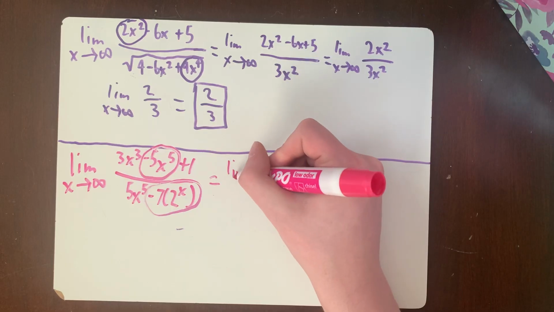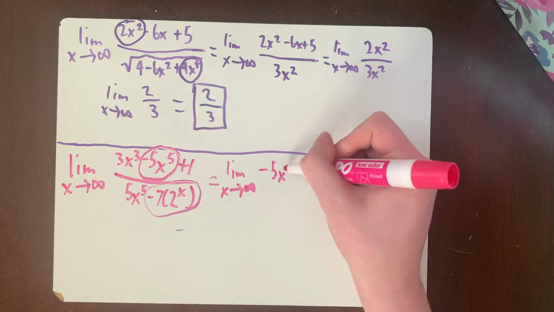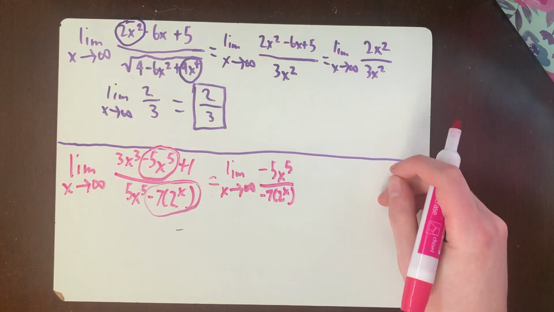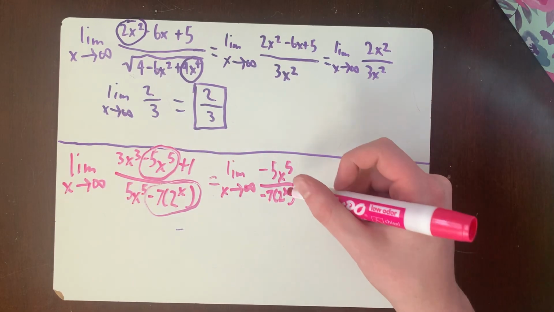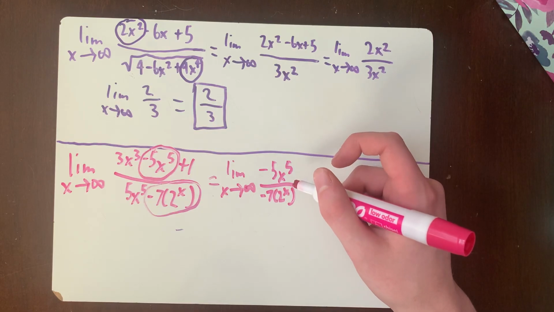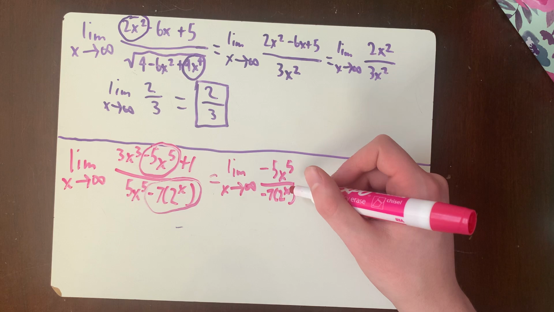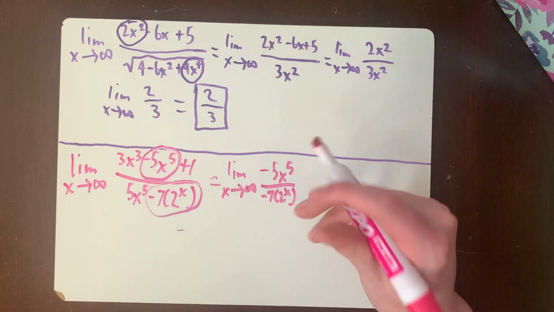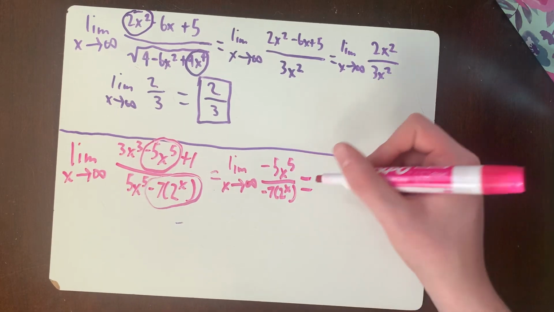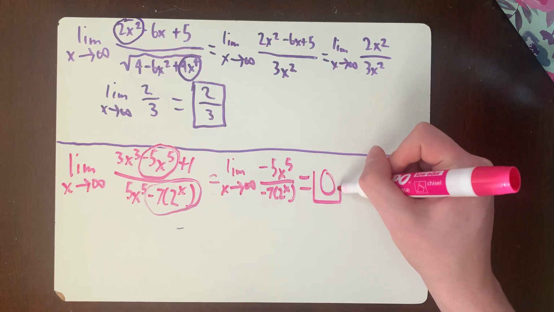So this limit is equal to the limit as x goes to infinity of -5x to the fifth over -7 times 2 to the x. And so, as I mentioned, the bottom is going to go to infinity faster than the top. And when this is the case, we don't care about the coefficients here, because essentially at some point the bottom will be infinity and the top will be finite, and any finite number over infinity is going to get us 0. So this limit, because the bottom function approaches infinity faster than the top, is equal to 0.